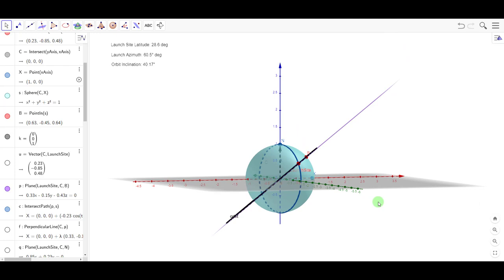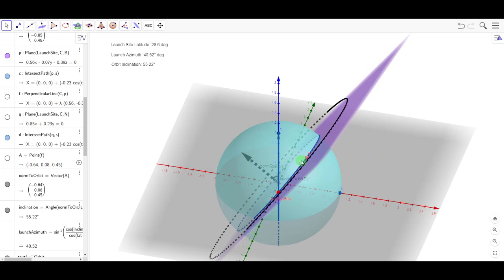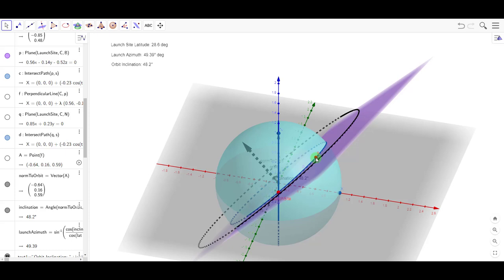You can see I have orbital inclination up here in the top corner in the graph. I also have azimuth and latitude, keeping track of those here. As I move this point B and adjust the orbital inclination, you can see how I'm measuring that as the angle between basically a vector to the North Pole and a normal to the orbital plane.